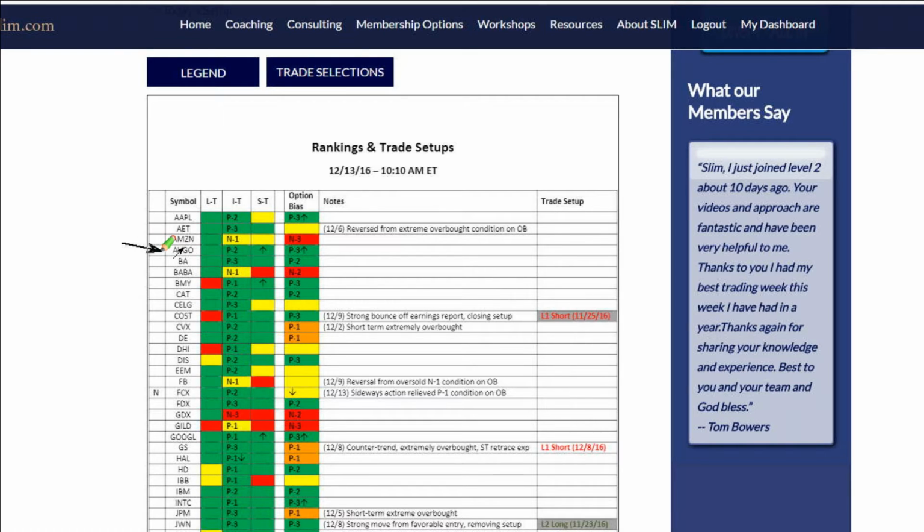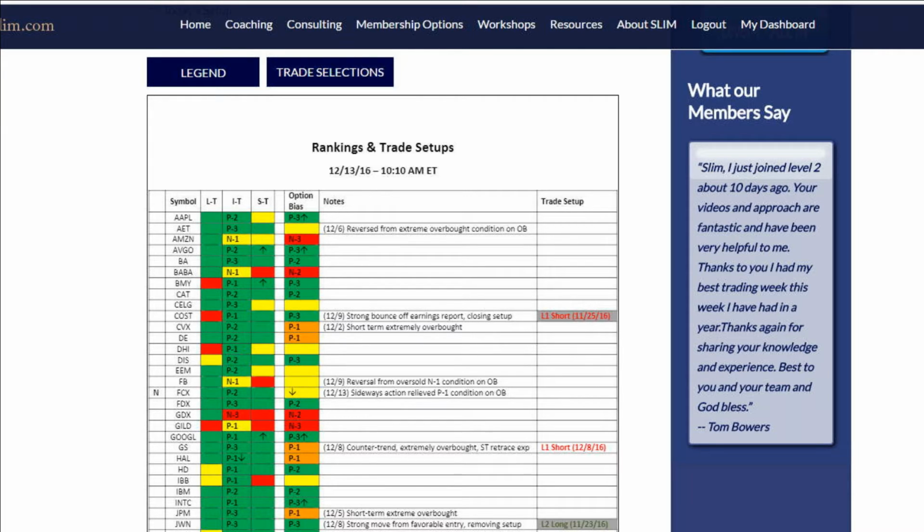Now here's Avago, which is the old Broadcom, and you can see the long-term primary trend is green. That says the upward momentum is very strong on the longer term. Our intermediate is P2 green, which says it's in a powerful upward cyclical trend for the intermediate term. On the short term, it has turned green, and note the arrow in there, which says that for today this has been upgraded.